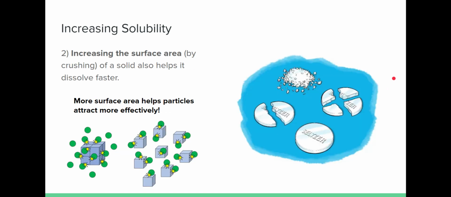A second way that we can increase the solubility of a solute is to simply break it into smaller pieces. This vastly increases the surface area. If you have more surface area for each of those particles that you're trying to surround with water molecules, you're going to open up more opportunities for those water molecules to form intermolecular forces with the solute. So more surface area is going to help the particles attract more effectively to the solvent. An example of this is when you crush up Alka-Seltzer tablets, they'll bubble and dissolve much more quickly.